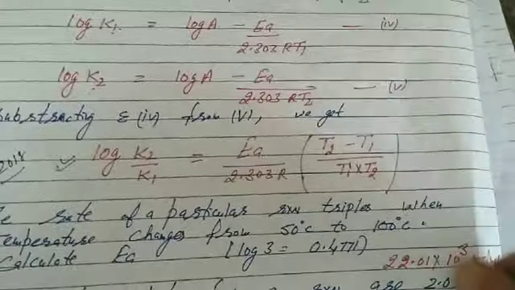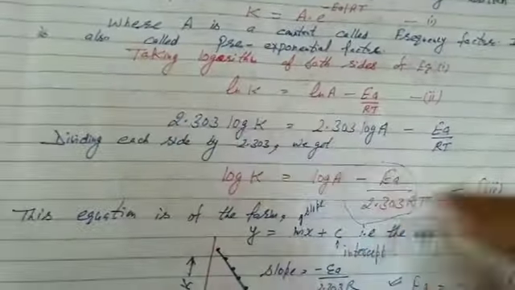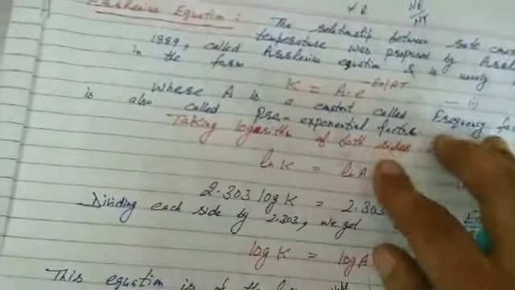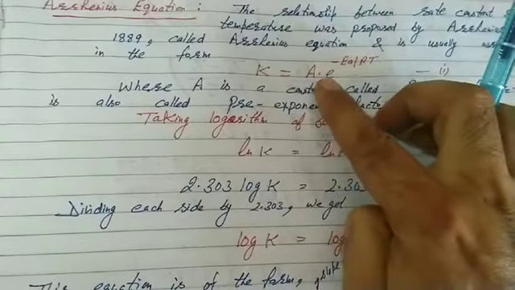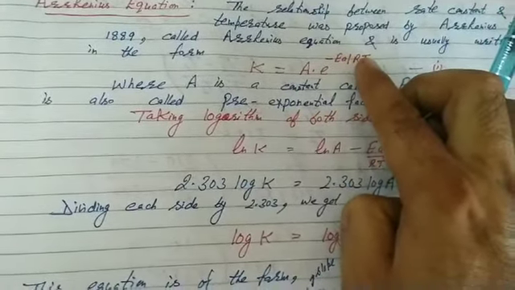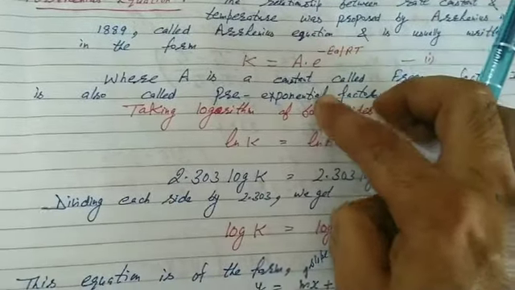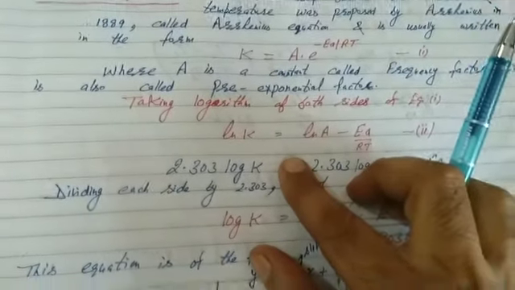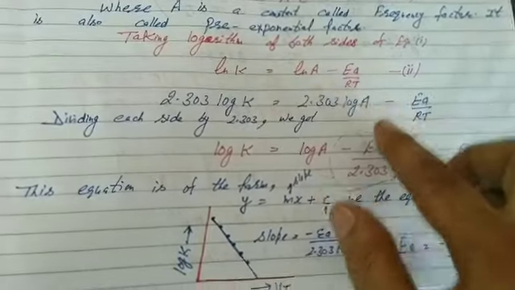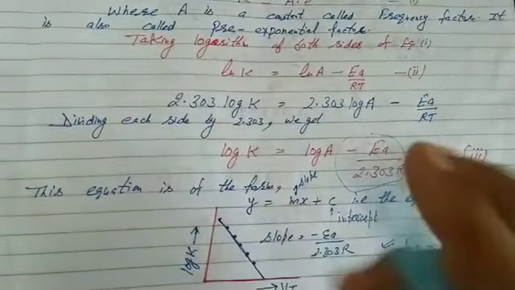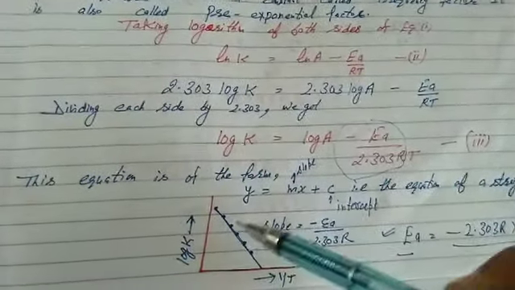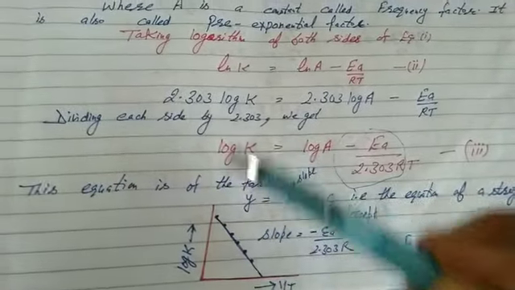And if it asks, what is the Arrhenius equation? Students, then you have to do only up to this. Relationship between rate constant and temperature: K equal to A e to the power minus EA upon RT. Taking logarithm on both sides, convert it to common log. After this, we get the equation of a straight line. On plotting log K versus 1 by T, a straight line is obtained. That's the Arrhenius equation. Now students, questions related to the Arrhenius equation.